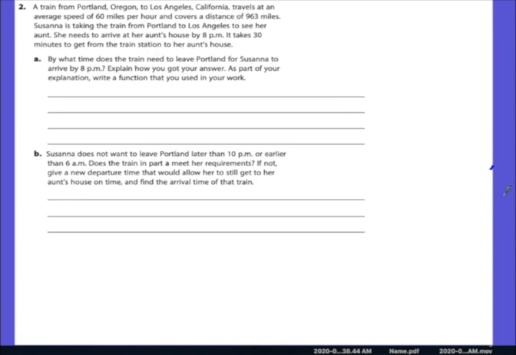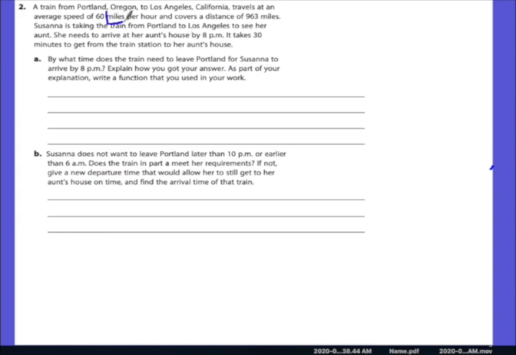Part A. By what time does the train need to leave Portland for Susanna to arrive by 8 p.m.? Explain how you got your answer. As a part of your explanation, write a function that you used to show your work.